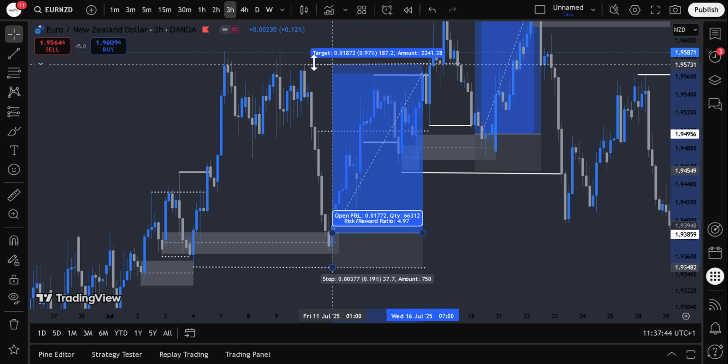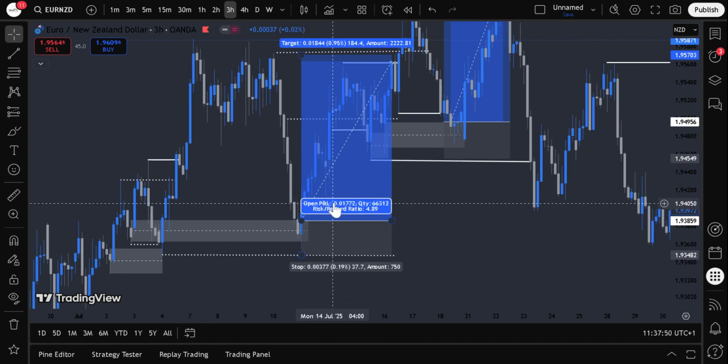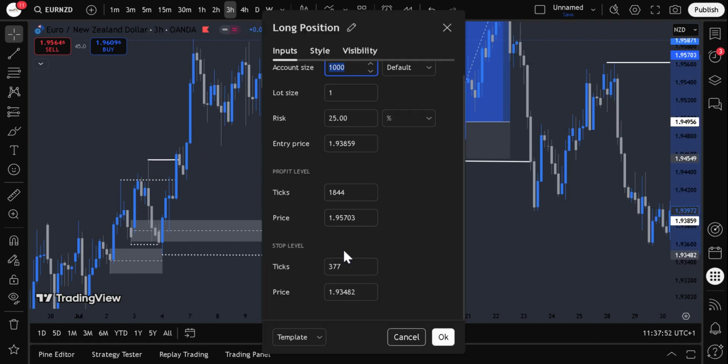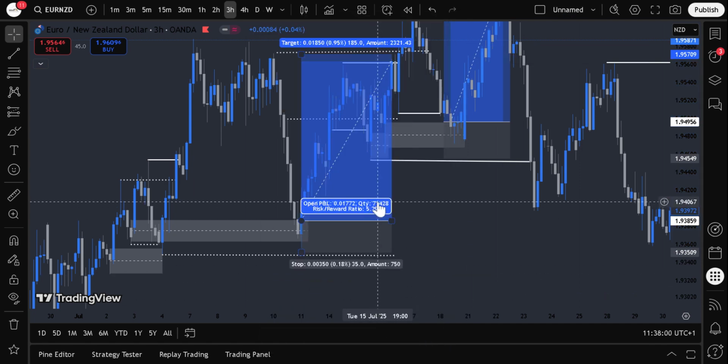Targeted a high, you know. This is a total of around five risk to reward right here. I think my stop loss was at 35 pips. It's a 35 pip stop loss, so 350, you know. Yeah, around there.